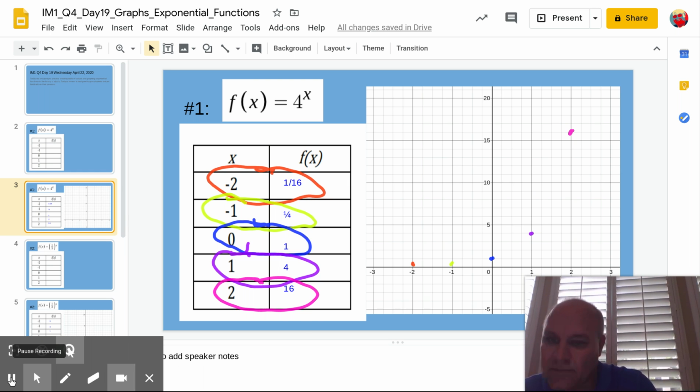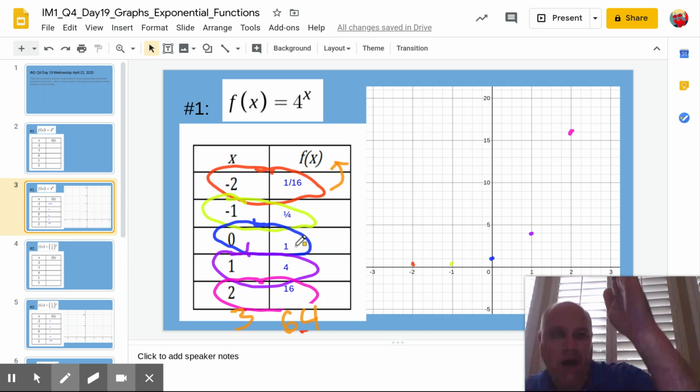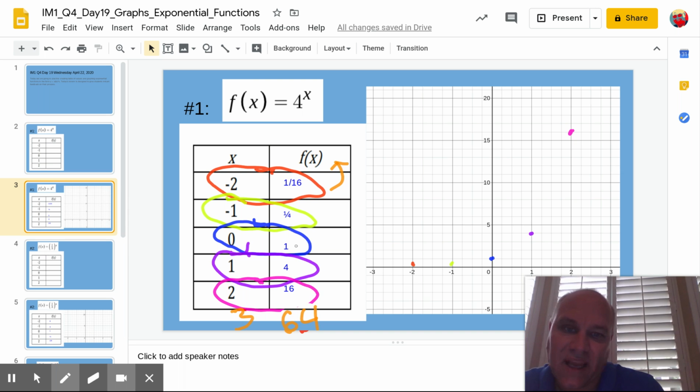Answer that question. If we continue the table, we know we just take the previous value for y, or f of x, and multiply it by 4. So 16 times 4 is 64. So when x is 3, it would be 64. How about if we were going the other way? What's going on? Well, we're dividing by 4 each time as we go from the bottom up, right? So 1/16 divided by 4 is the same as 1/16 times 1/4.